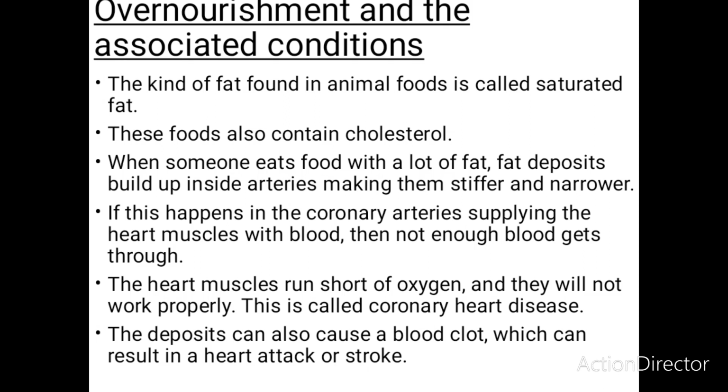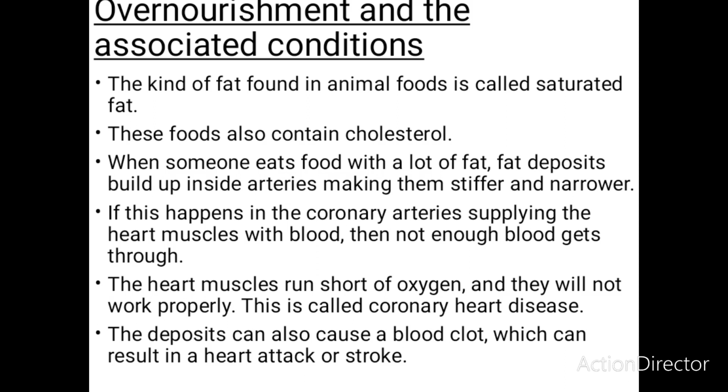Overnourishment or too much of a nutrient also affects the body negatively. The kind of fat that is found in animal food is called saturated fat, and these foods also contain a lot of cholesterol. So when a person eats food with a lot of fat, that fat deposits inside the arteries. And the fat deposits build up inside the arteries, making them stiffer and narrower.